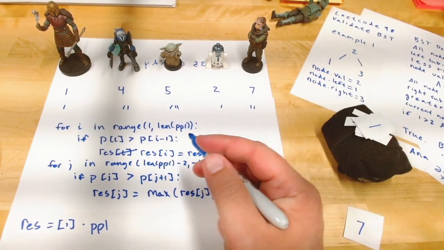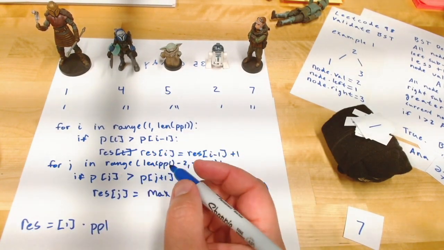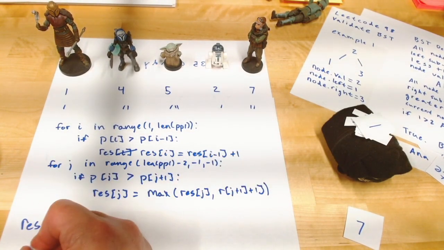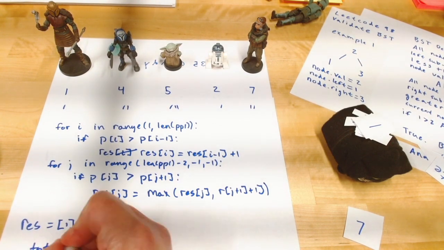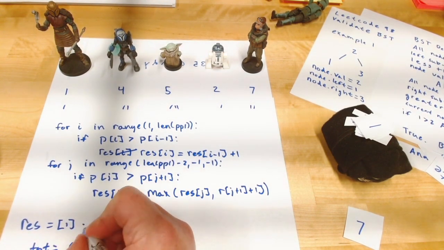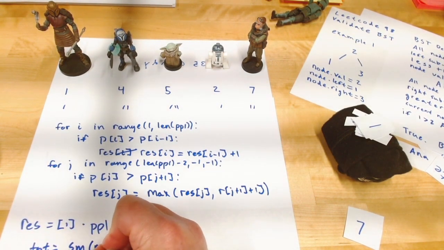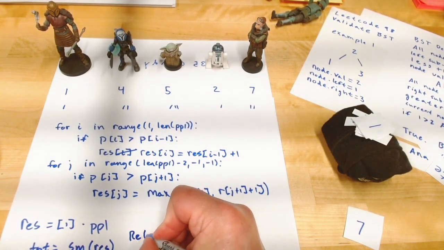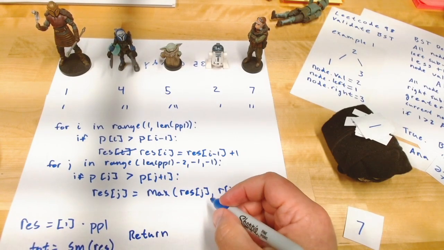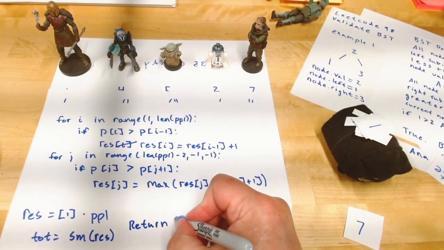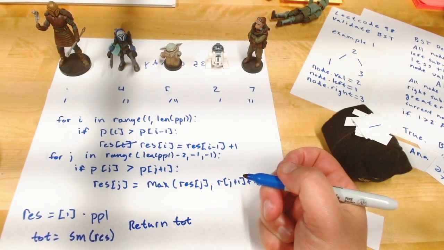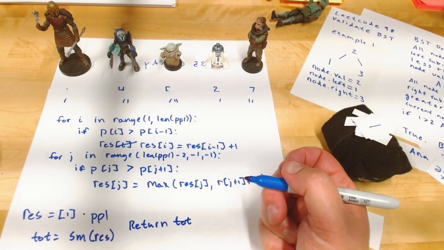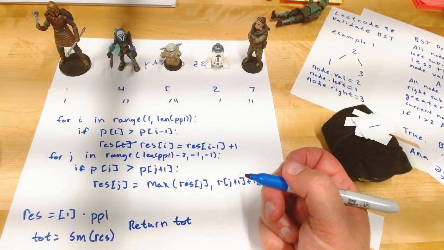And at the very end, we just need to get a total of our result. So we can set another variable. We can say total equals the sum of result, and then we can just return our total. Sorry, that went a little out of bounds there. So now let's head over to the IDE, write this out, and see how Leetcode likes it.